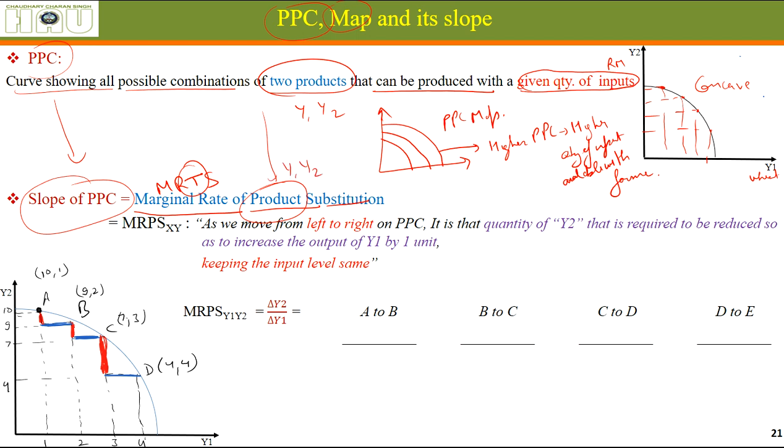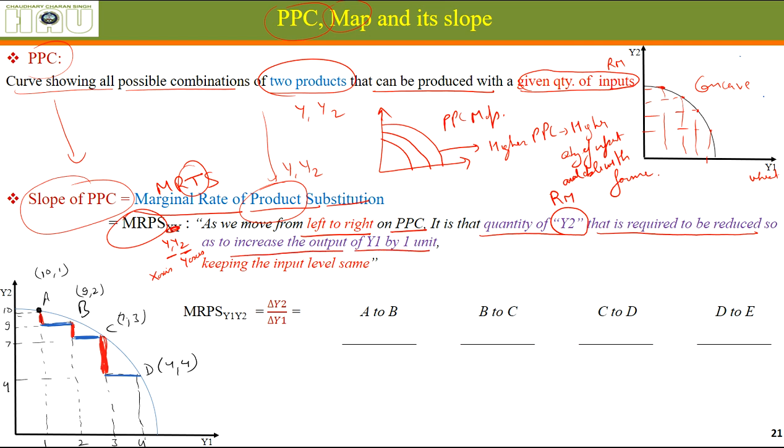All right. Again, I have made a mistake here. Y1 and Y2. Y1, the output that is on the x-axis. Y2, that is on the y-axis. Okay. So how do we define MRPS? As we move from left to right, similar to the earlier one on the PPC, it is that quantity of Y2, let's say rapeseed and mustard, that is to be reduced so as to increase the output of Y1 by 1 unit.